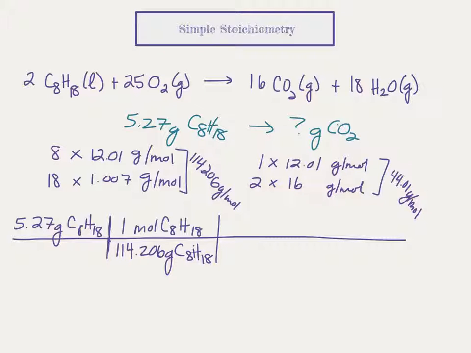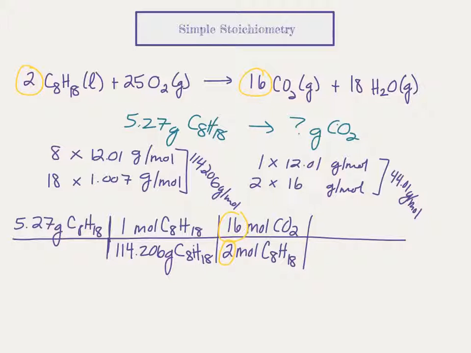Okay, now that I have my octane molecule in moles of octane instead of grams, I can do the mole-to-mole ratio trick that we learned last time. 2 moles of octane, which I'm getting from the balanced chemical equation, to 16 moles of carbon dioxide. Also getting that number from the balanced chemical equation.